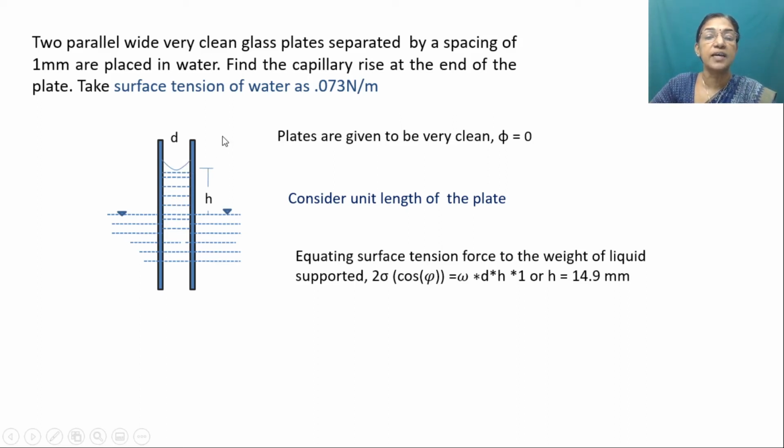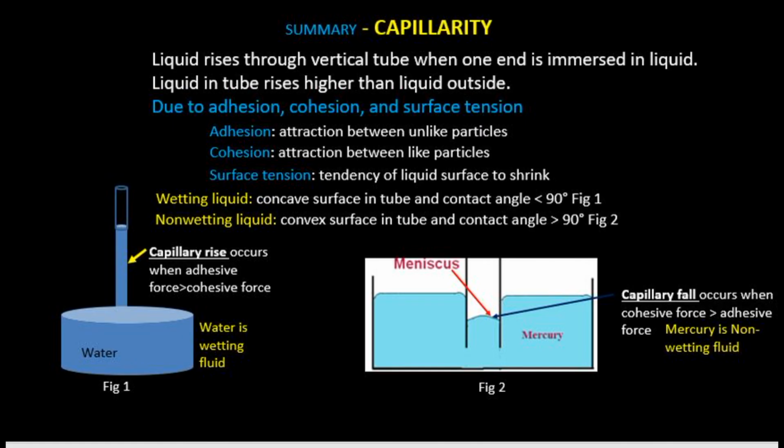Here the contact angle phi is equal to 0, so cos 0 is equal to 1. So 2 sigma equals the specific weight multiplied with d, which should be converted into meters, into h, which is to be determined, and considering unit length, it is multiplied with 1. Here the h value equals 14.9 mm. So this is the capillary rise in this case.